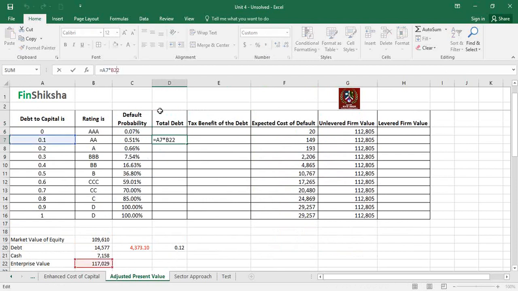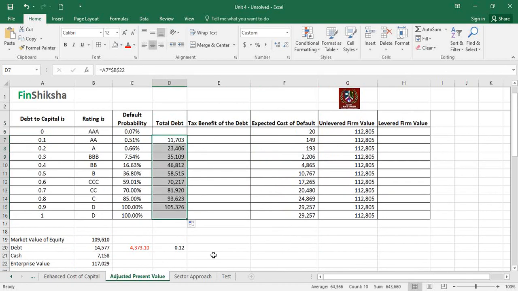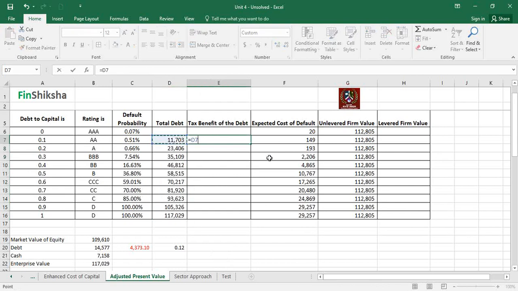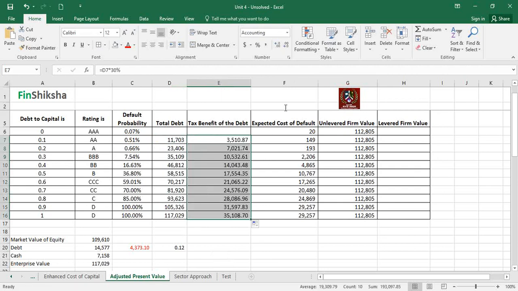And I can freeze the enterprise value for the time being. So that's the firm value which we have frozen. And based on that, these are the debt values. What is the tax benefit in each of these situations? That's this into 30%. So that's the tax benefit we are looking at. Total debt into tax benefit of 30% and the expected cost of default.